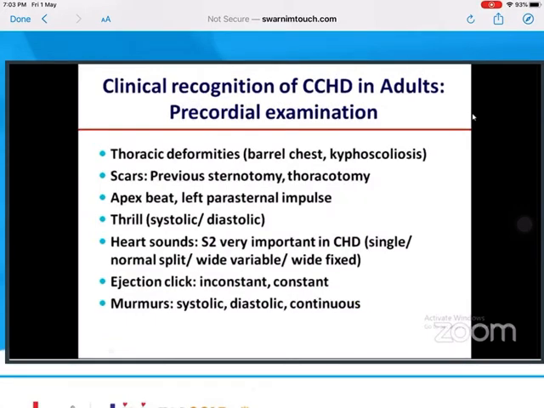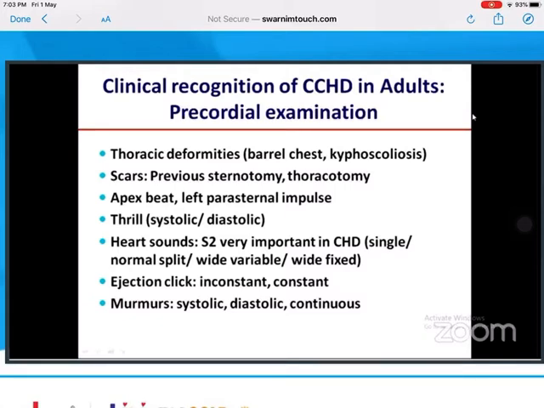So when it comes to precordial examination, one needs to look for thoracic deformities. Many of these patients who have undergone some surgery may have a scar, for example, a thoracotomy or lateral thoracotomy scar or a sternotomy scar. Where is the apex beat? Is there a left parasternal impulse? Remember, dextrocardia may be there in some of these patients, so you have to actually palpate on the right as well as the left side. Look for thrill, systolic and diastolic.